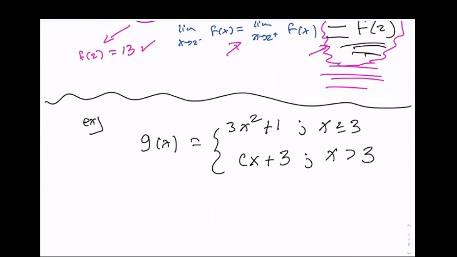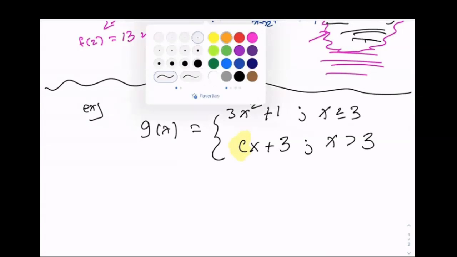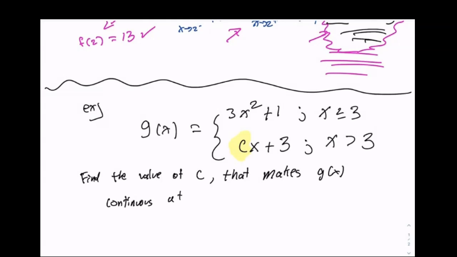So C is an unknown. The difference between this problem and the previous one is: find the value of C that makes g of x continuous at x equals 3.